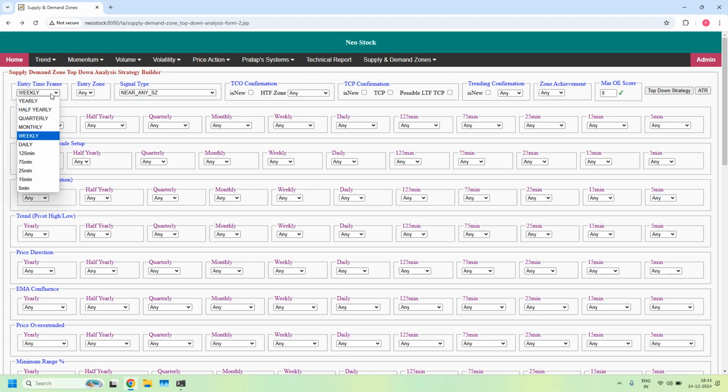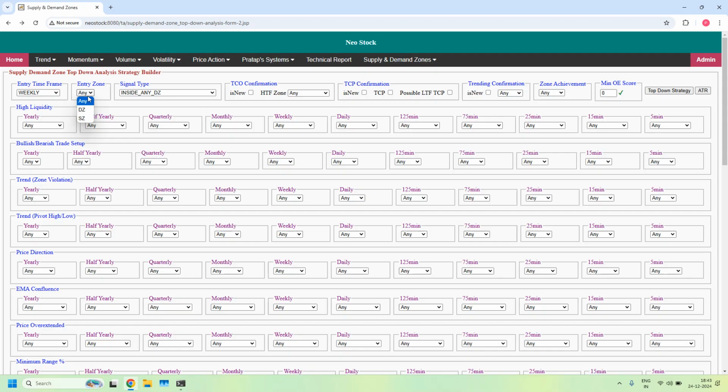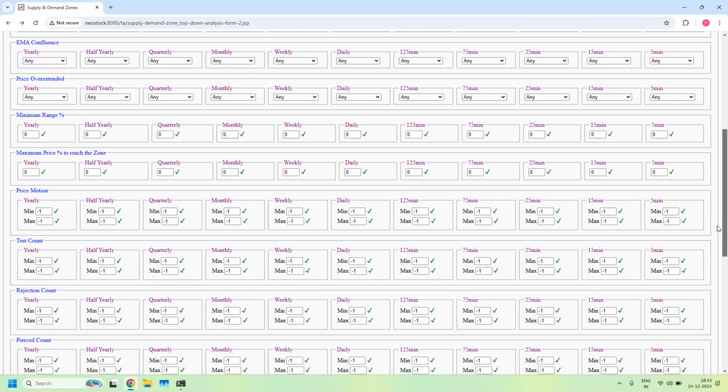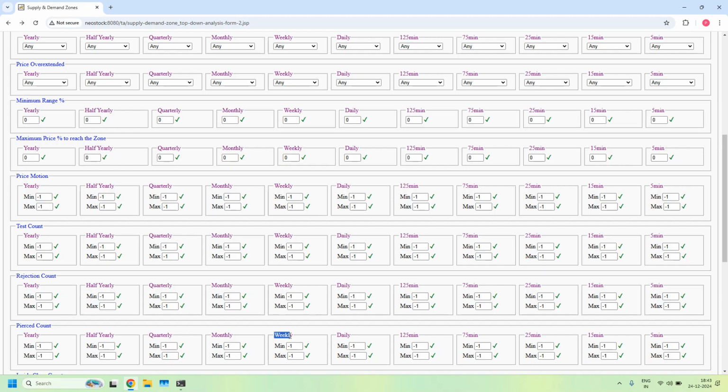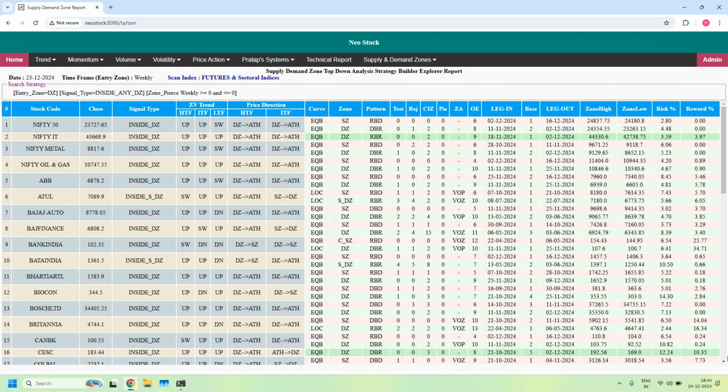Next weekly time frame. Price closed inside the weekly demand zone. These weekly demand zones should not be pierced. So at pierced count, weekly time frame, minimum value 0, maximum value 0. That means weekly demand zones are not pierced. Let's filter. We got a big list. First 16 stocks in the list. I am scrolling the list down.